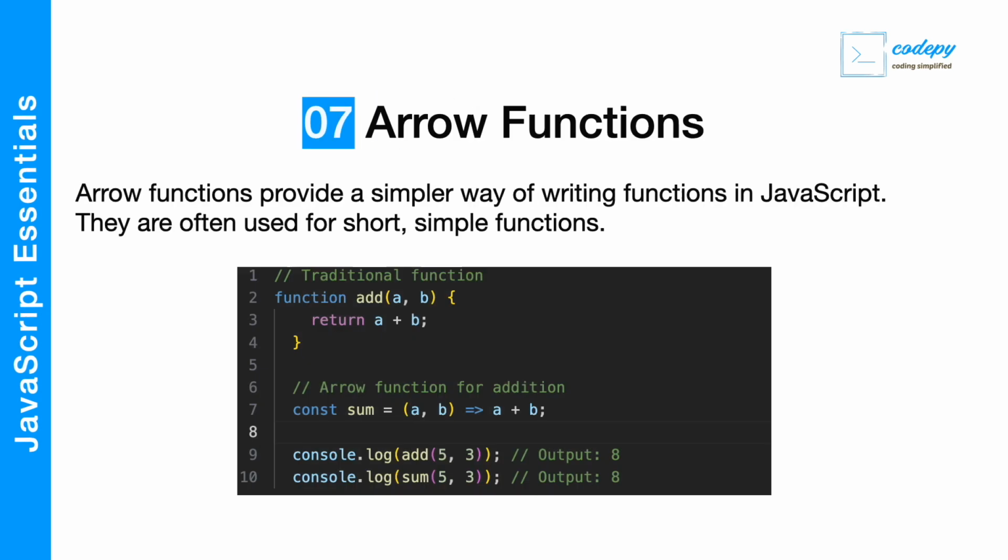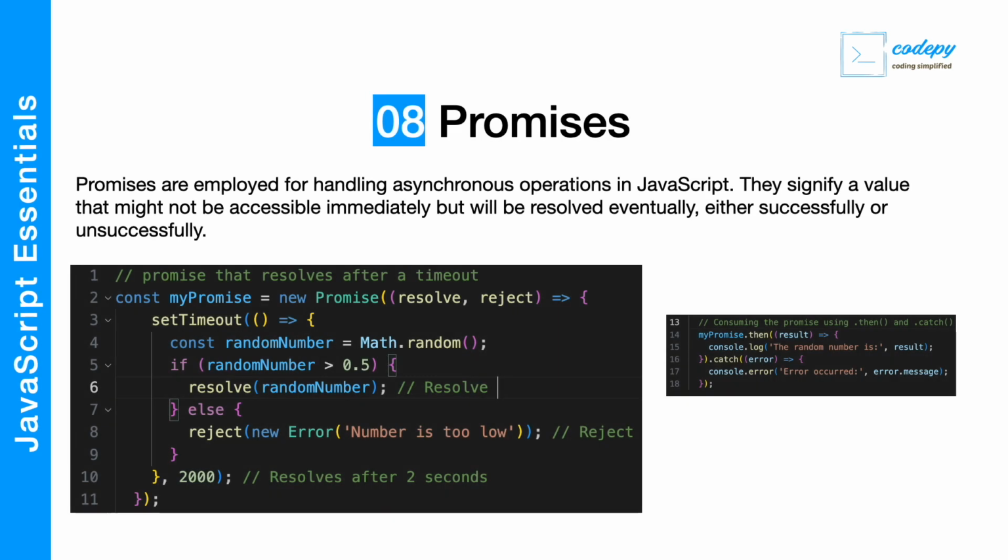Arrow functions. Arrow functions provide a simpler way of writing functions in JavaScript. They are often used for short or simple functions. In the traditional function, you see that, let's say function add, it takes two parameters a, b and returns a plus b. Instead of that, we can write it using a fat arrow in a single line. We remove the curly braces and return statement: fat arrow a plus b.